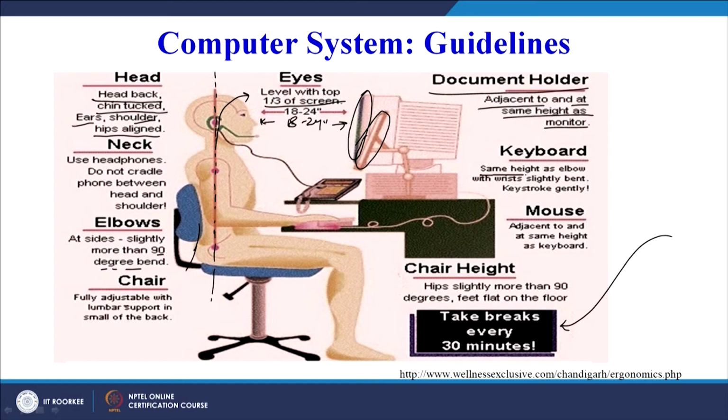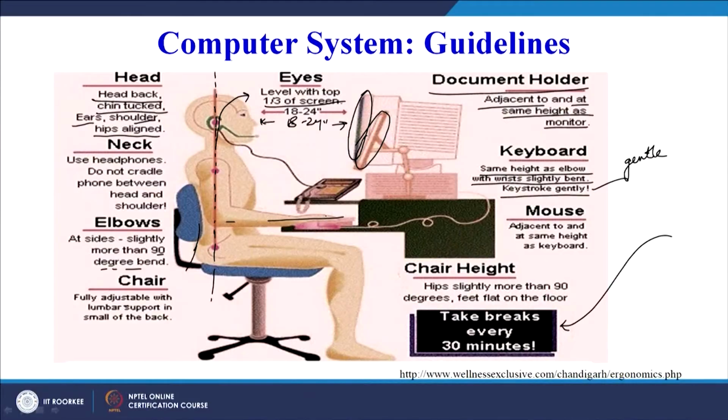Keyboard, same height as elbow. So this is the elbow and the keyboard at the same height. With wrists slightly bent, keystroke must be gentle. So this is very important. The keystroke must be gentle. You must not require a lot of force to press the keys. So keystroke must be gentle, and wrists must be slightly bent. Mouse, adjacent to and at the same height as the keyboard. So the mouse also must be at the same height as the keyboard. Chair height, hips slightly more than 90 degrees, feet flat on the floor.